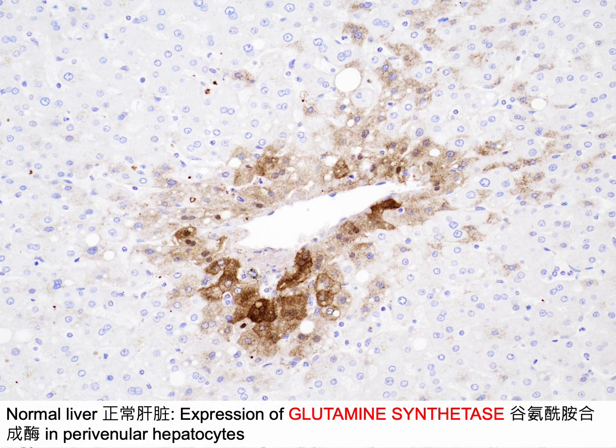Glutamine synthetase is an enzyme involved in ammonia detoxification, and its expression is typically increased in perivenular hepatocytes. Immunohistochemical staining for glutamine synthetase can highlight the perivenular region.